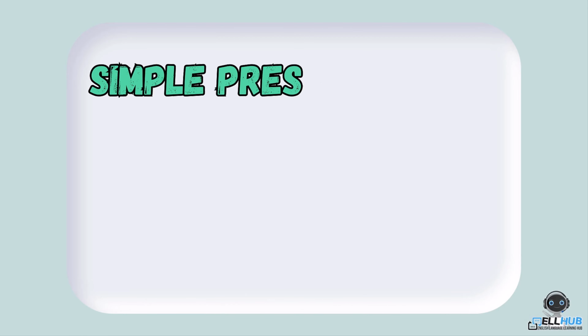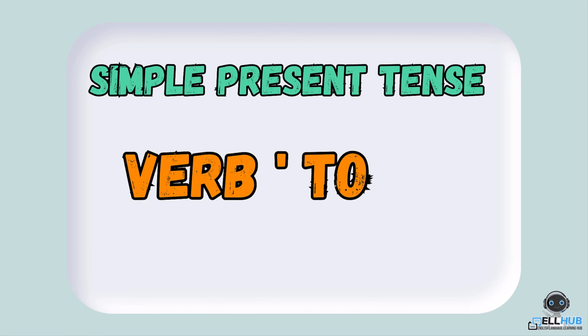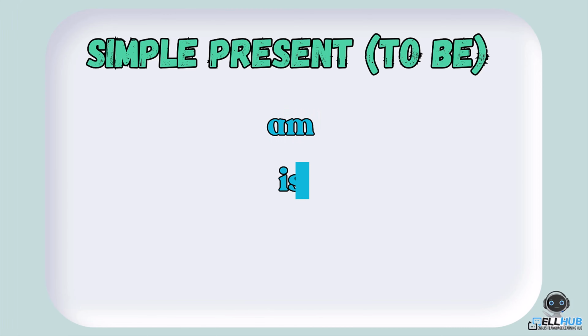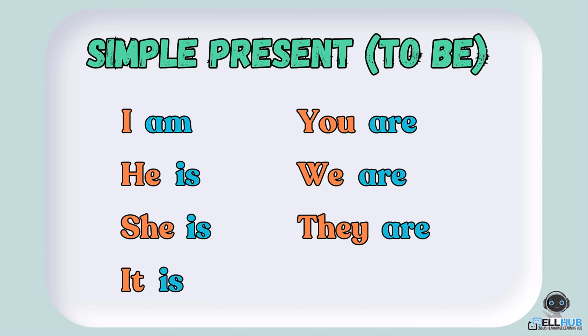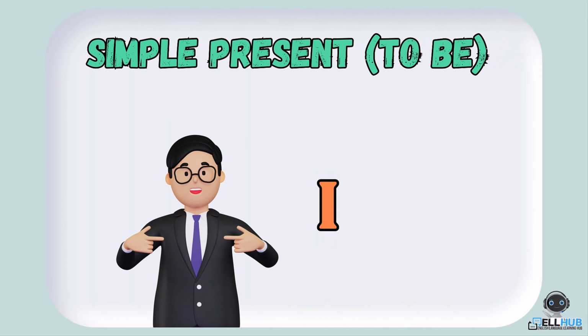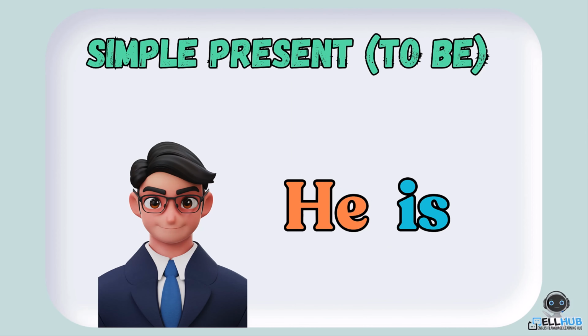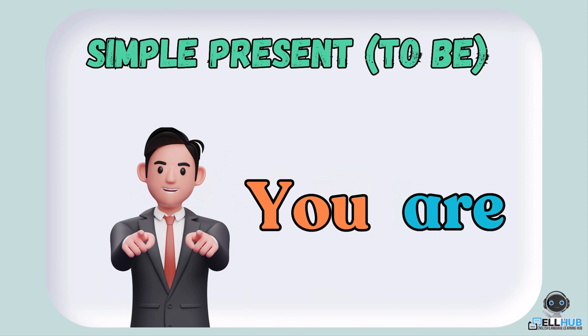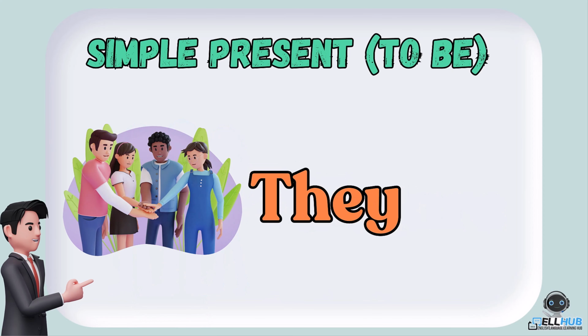The simple present tense. Verb to be. Part 2. Welcome back to ELLHUB. Today, we're going to continue learning about the verb to be in the present simple tense. We learned that verb be has different forms depending on the subject of the sentence. I takes am, he, she, and it take is, you, we, and they take are.